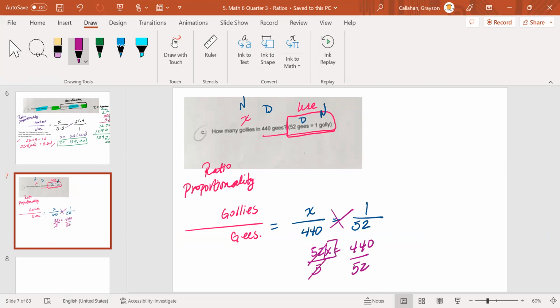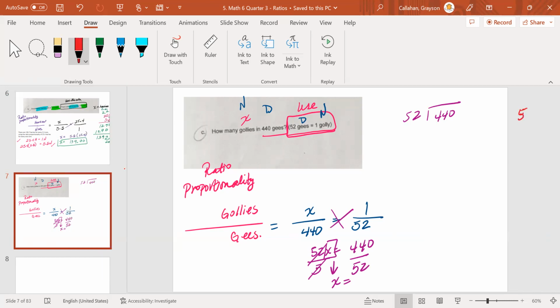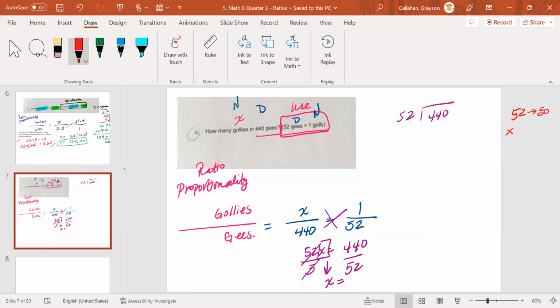Divide, x is now by itself. So x is by itself. Do you see that? So on the side, 440 divided by 52. Well, let's do it on the side, 52. So 52 is similar to 50, right? It's a little bit smaller. So 50 times what gives me close to 440?